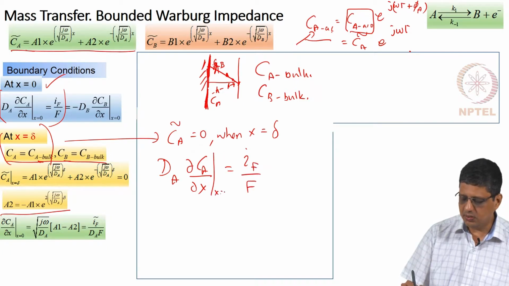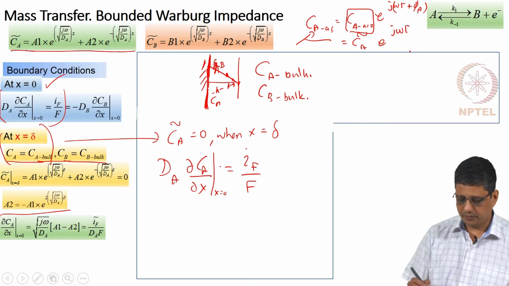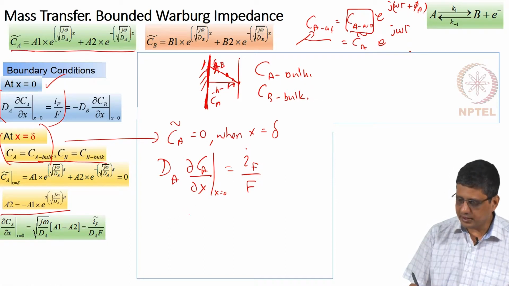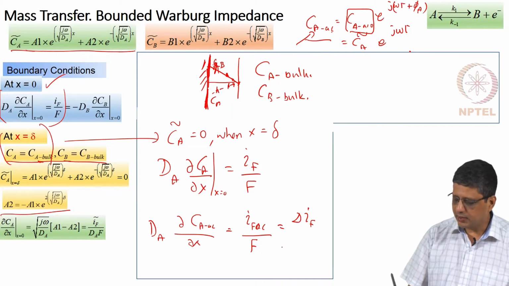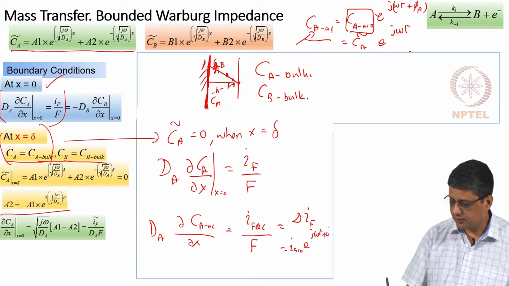At x equal to 0, this is what we know. This means when I write in terms of tilde, Ca tilde, I can write in terms of AC plus DC. So, I would get Ca AC dou by dou x diffusivity equal to IF AC, and that is the same as del IF. That is one way of writing. Another way of writing it is IAC 0 e power j omega t plus phi I. Another way of writing it is IAC tilde e power j omega t.